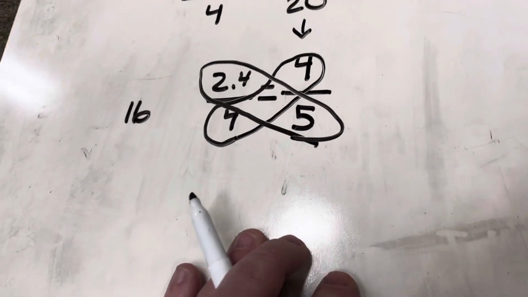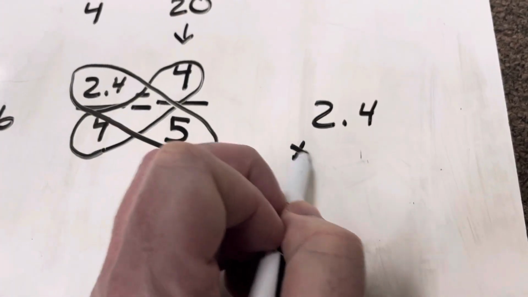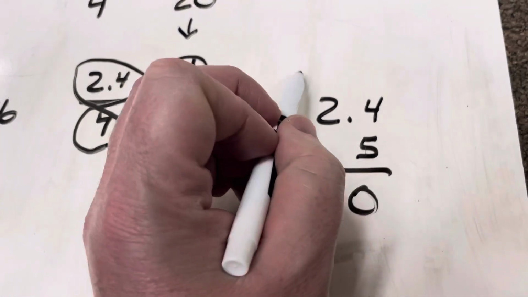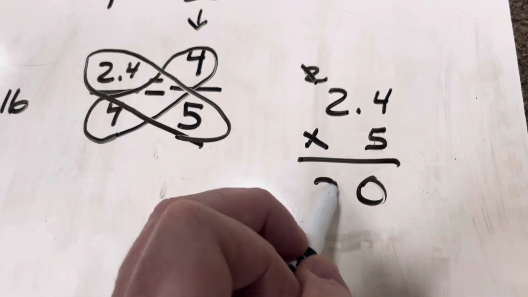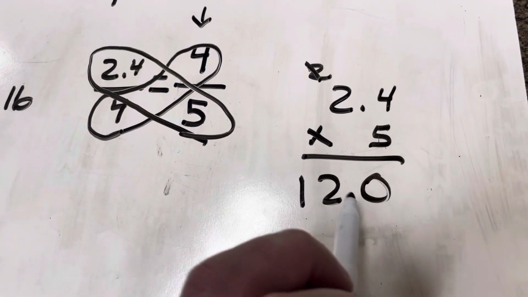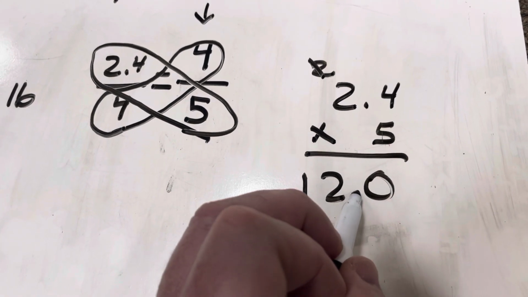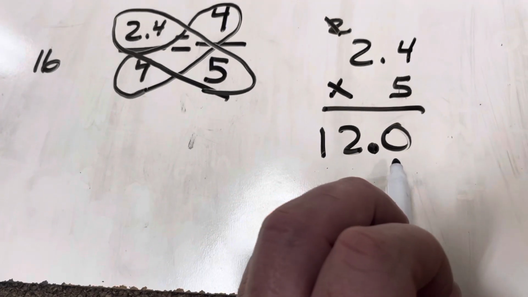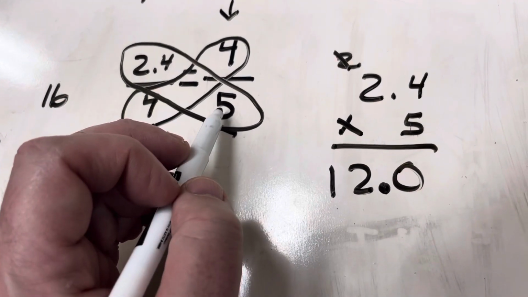Well, let's try 2.4 times 5 and see what we get. 5 times 4 is 20. Put the 0 down, carry the 2. 5 times 2 is 10. Plus 2 is 12. I get 120. There's one digit that comes after the decimal in the problem, so one digit needs to come after the decimal in the answer. I get 12.0, or just 12. 2.4 times 5 equals 12.